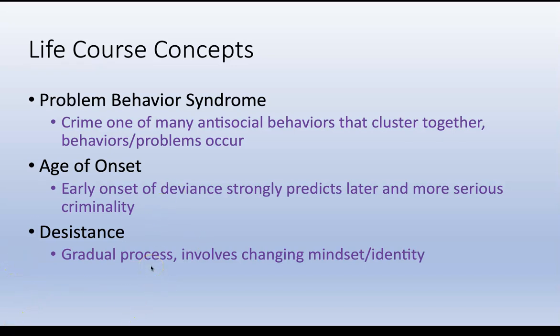And desistance is another concept, when people stop committing crimes. Now, this is a slow, gradual process. It involves changing the mindset and the identity of the offender so that they no longer consider themselves an offender. They change their thinking from being a current offender to an ex-offender or an ex-con, and that's really a gradual process. So changes will come from within that can be effective and be permanent.